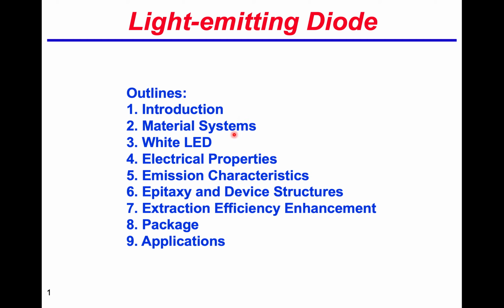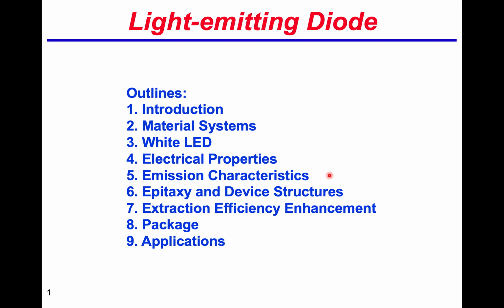And we will show the material system because we need to have the blue, green, and red to achieve the white emission. So they use a different system, including the nitride system and phosphide system. After we have the red, green, blue LED, then we can have the white LED. And we will show you some examples about the electrical property and optical property. So the input is the electrical signal, the output is optical signal.